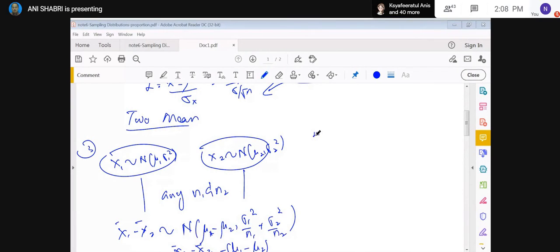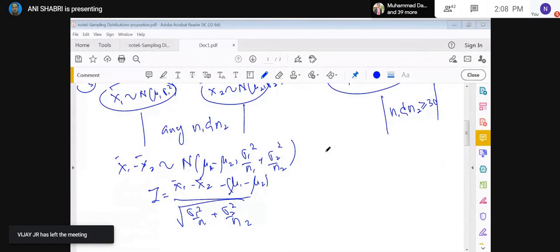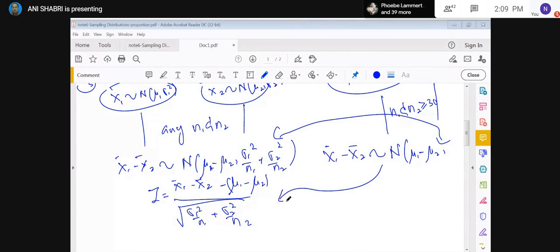Number 4. If S1 is not normal and S2 is also not normal, the condition is N1 and N2 must be greater than 30. Then S1 bar and S2 bar will follow normal distribution. This one is the same, and we can use the same formula.